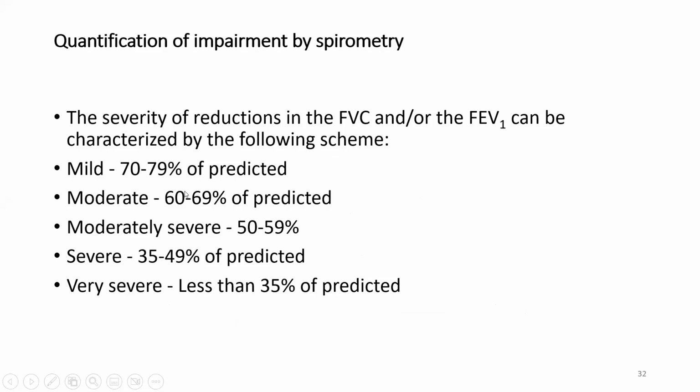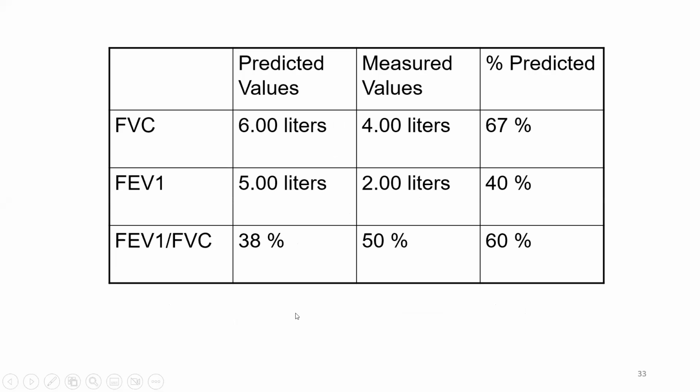From 70 to 79, this is mild. From 60 to 69, this is moderate. From 50 to 59, this is moderately severe. From 35 to 49, this is severe, and less than 35% is very severe.